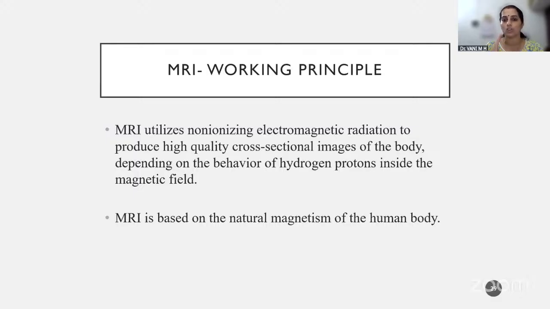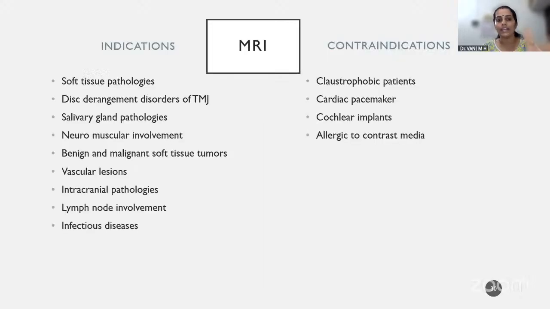The working principle is complicated, but this is a small gist of how you can put it if a short note comes from MRI. Kindly highlight the key points: indications, contraindications, advantages and disadvantages. Indications are especially soft tissue pathology, disc derangement disorders of TMJ, salivary gland pathology, any lesion with a neuromuscular involvement, even CA, and any neurological disorders, muscular involvement disorders, vascular lesions, intracranial pathologies, lymph nodes. Everything can be visualized by MRI imaging.